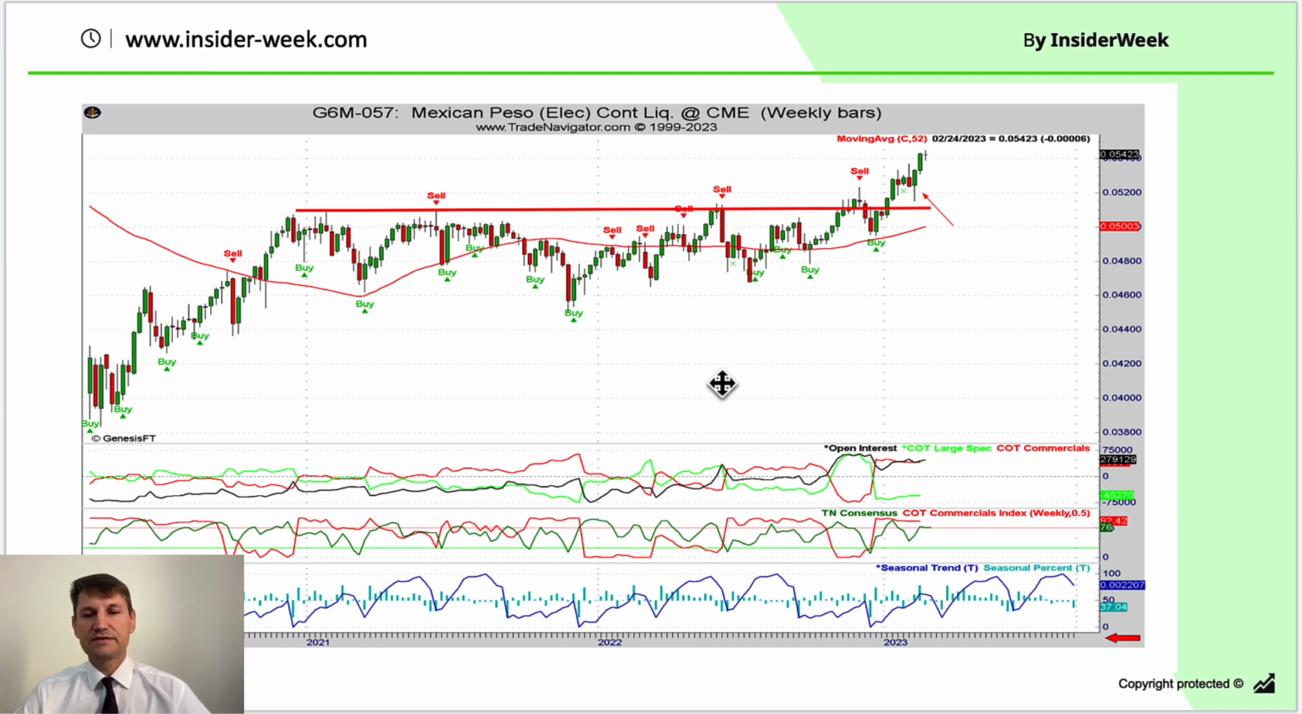Mexican peso. This is a very interesting market because we had some resistance here, and the market broke this resistance. Now we see a very strong upward trend. So we tried to trade this market, but the stop was hit. We were stopped out, but we will try it again.